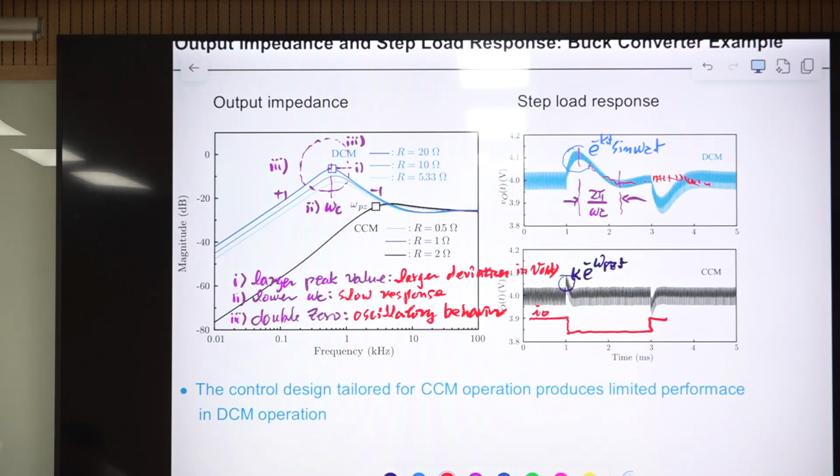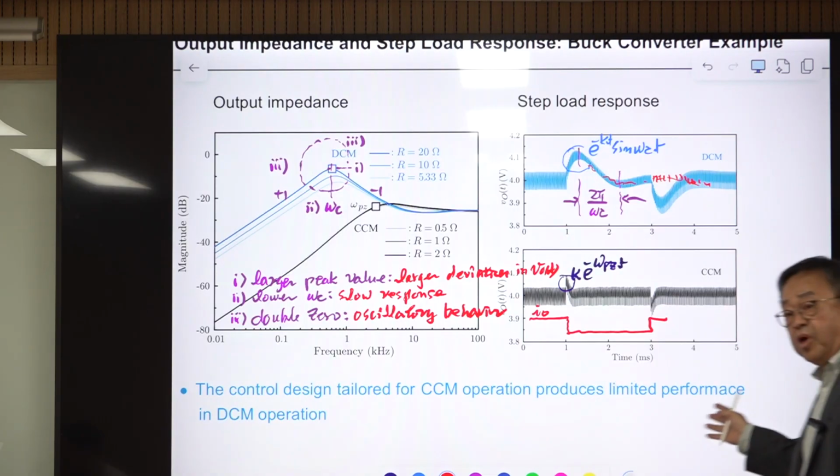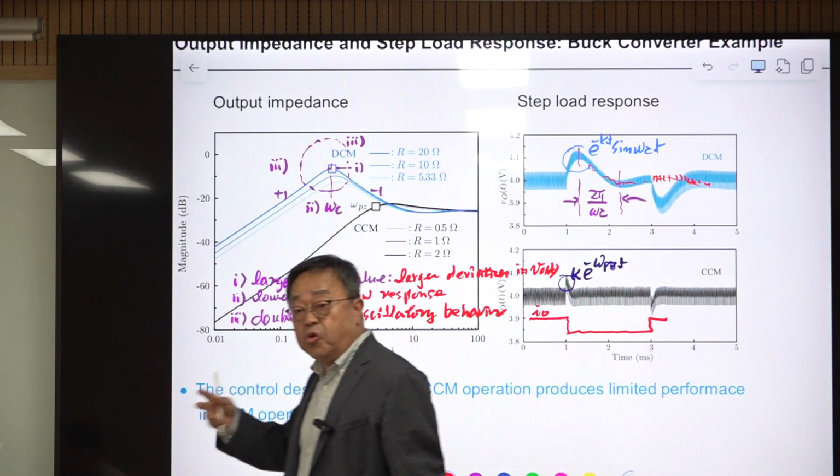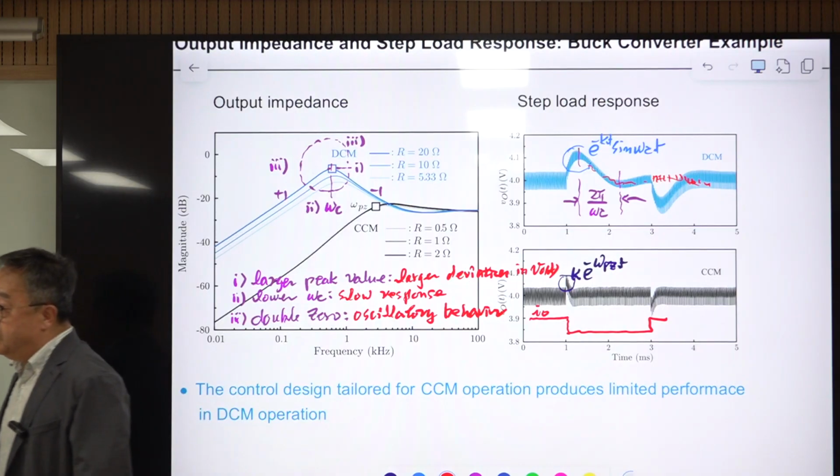You covered many things. Okay? Maybe this is tedious. In most textbooks, they skip this, or they have a couple of pages on this. But I spent some time and effort to explain this. But understanding this is very important to understand current mode control properly.